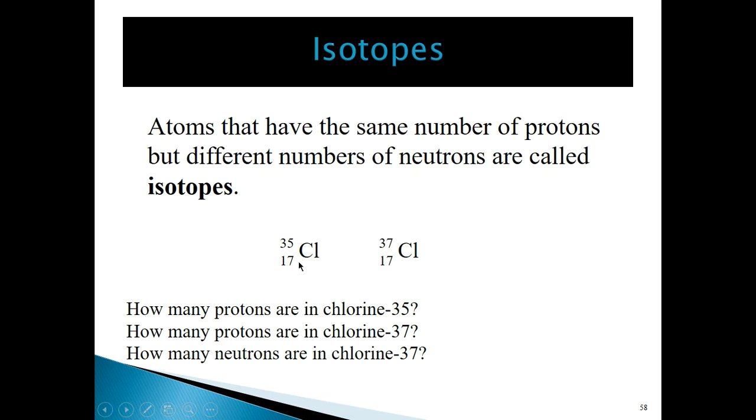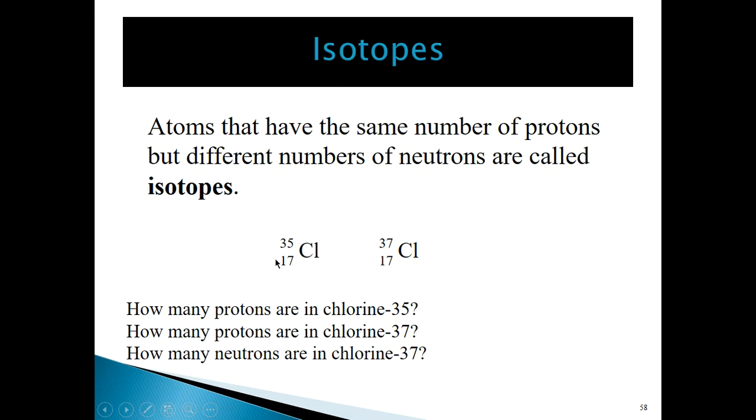You have this isotope, which is called chlorine 35 because the mass number is 35, and this isotope of chlorine is called chlorine 37 because its mass number is 37, right? They're both chlorine, right? They're both the same element. They both behave chemically the same way. The only difference is their mass numbers, and the mass numbers are different because they have different numbers of neutrons.